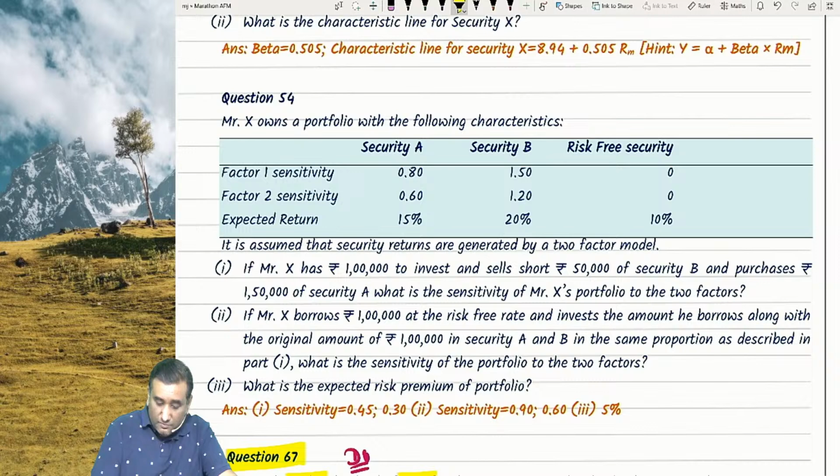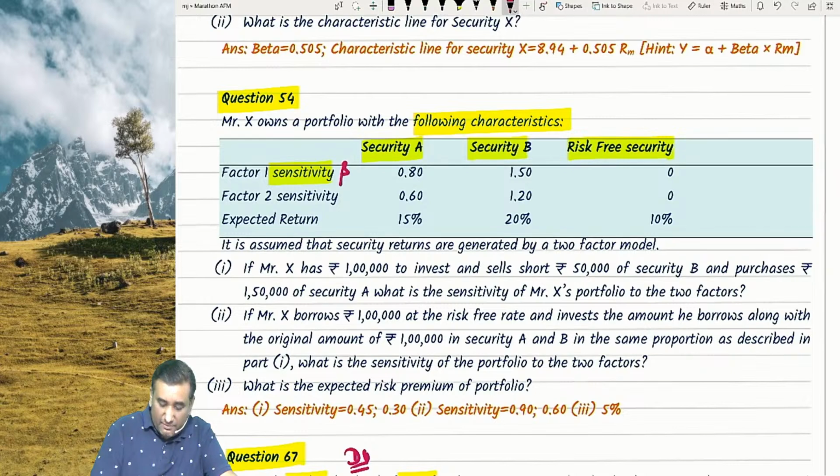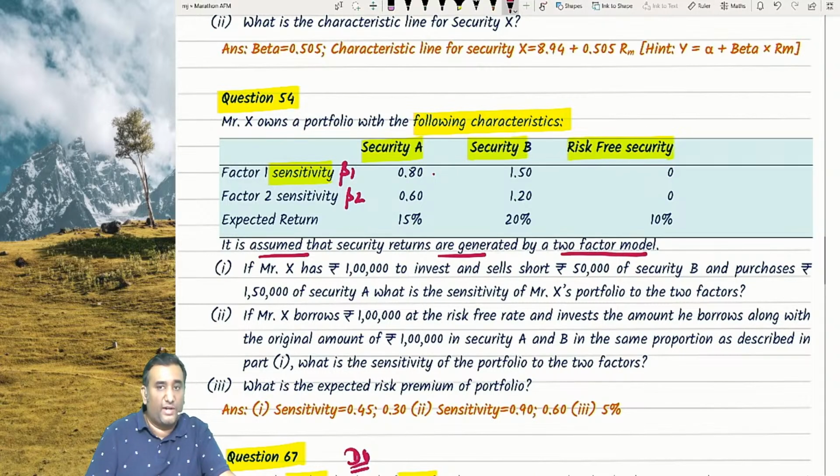It says X owns a portfolio with the following characteristics: security A, security B, risk-free security. Factor sensitivity 1, you can mark it as beta 1 if you want. That's basically beta 1. Factor sensitivity 2, beta 2. And then you have expected return 0.8 and so on, given. It is assumed that security returns are generated by a two-factor model. So basically it's a two-factor APT world we are talking about. Factors.